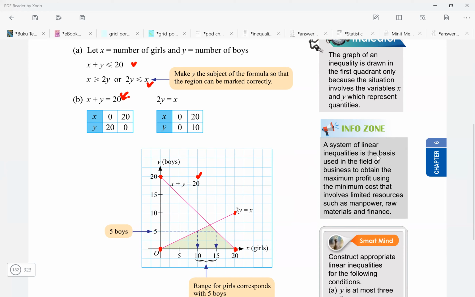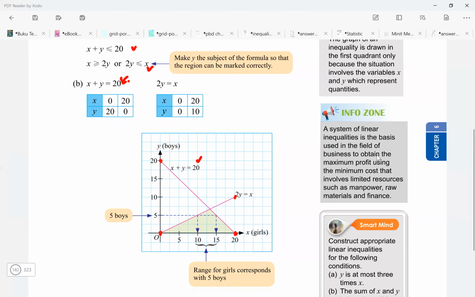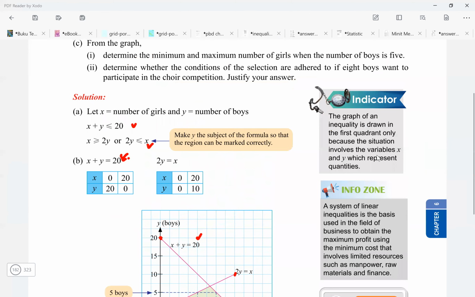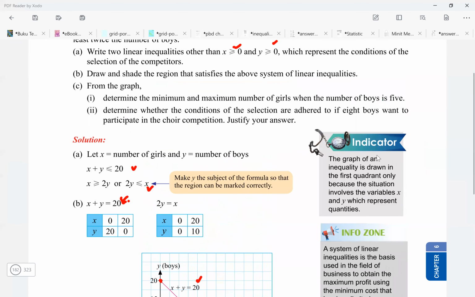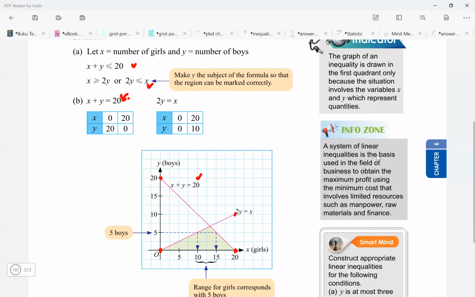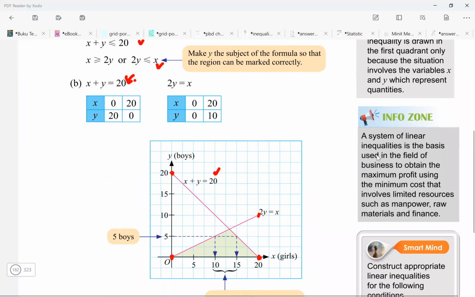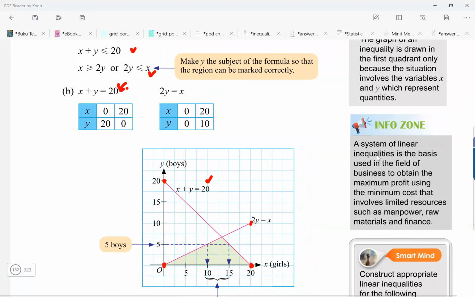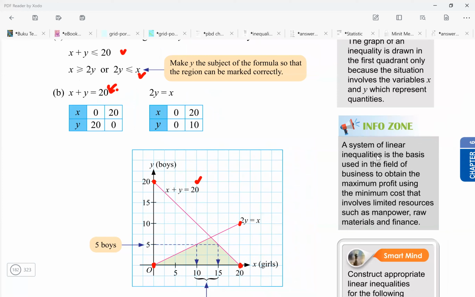And then you use your ruler to connect the line. So this one you label as 2y equal to x. Now you already have two lines. It wants you to shade the region that satisfies the above system. So if you see here, you have two lines. How are you going to shade the region?